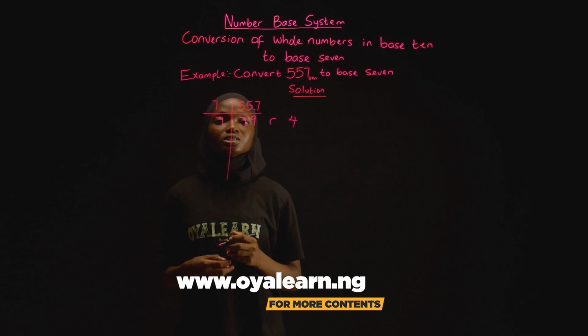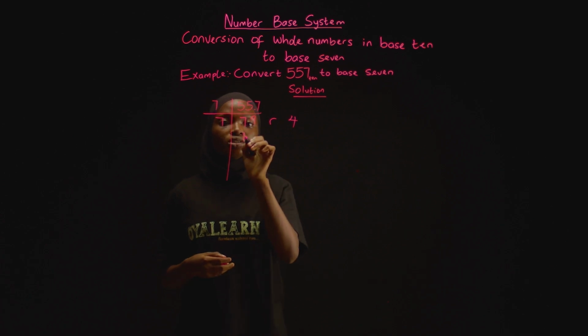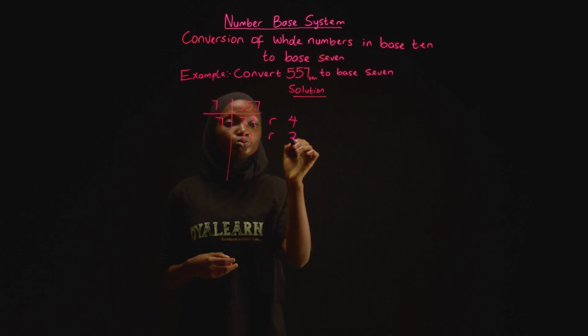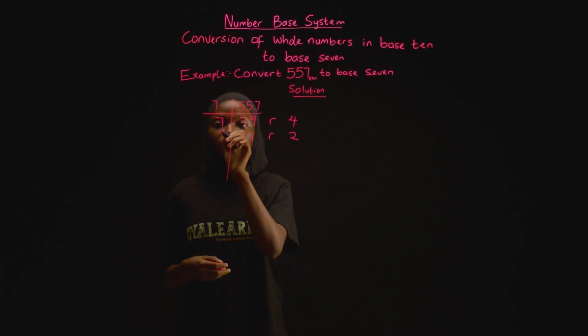7 goes in 79. 7 goes in 7, 1. 7 goes in 9, that's 1. Remainder 2. Divide again by 7.